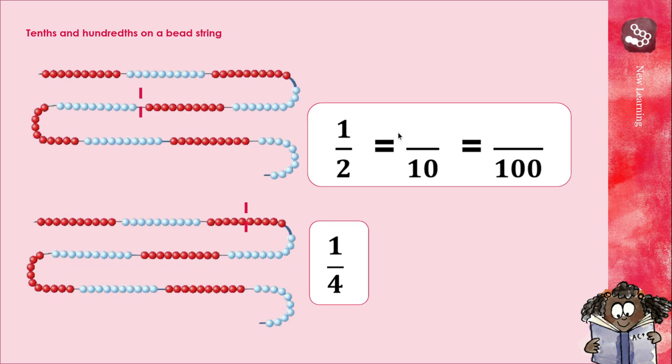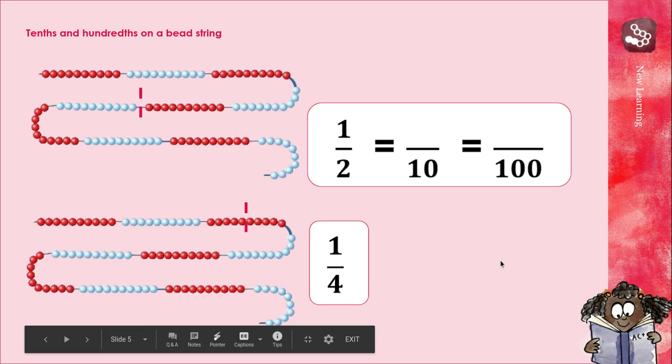Or again, what I could do is identify that I've multiplied this number by 50 to get from 2 to 100. So I multiplied this number by 50. 1 multiplied by 50 is 50. So 50 over 100.